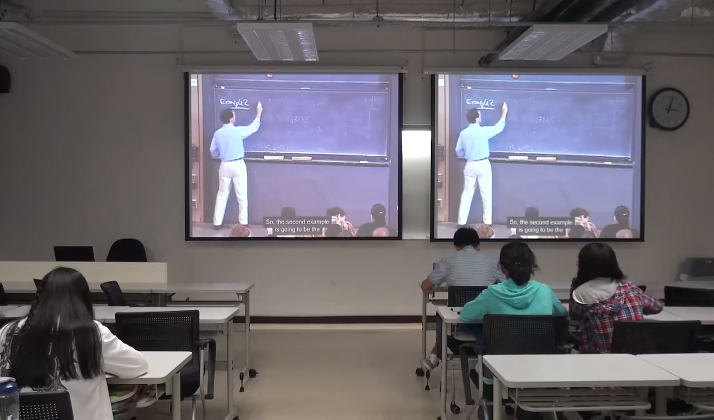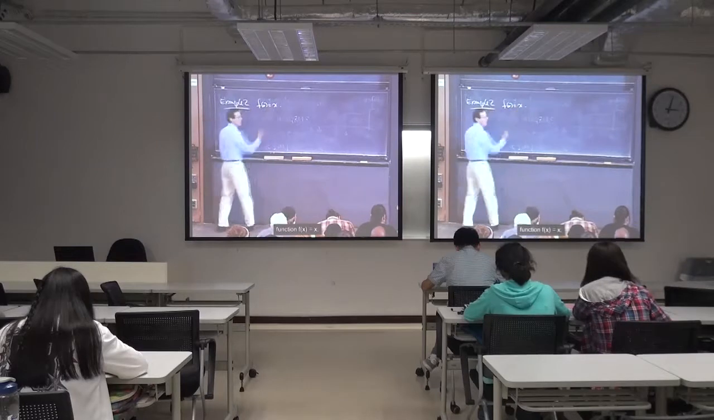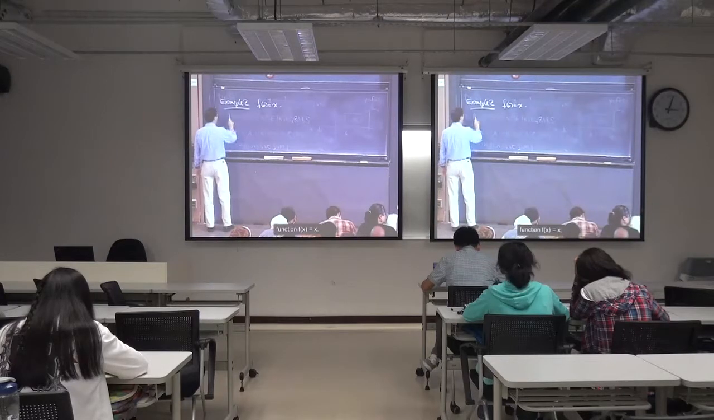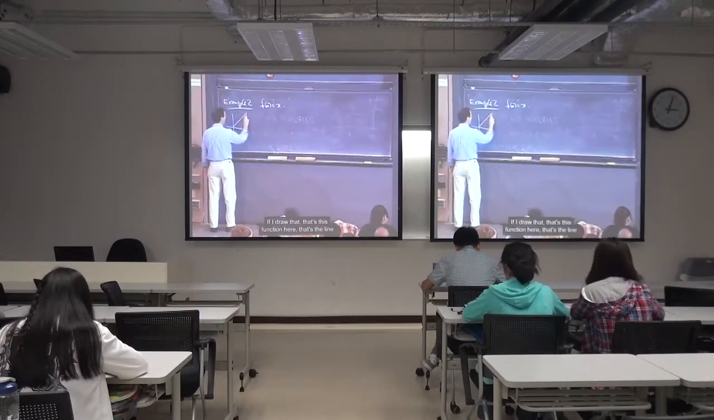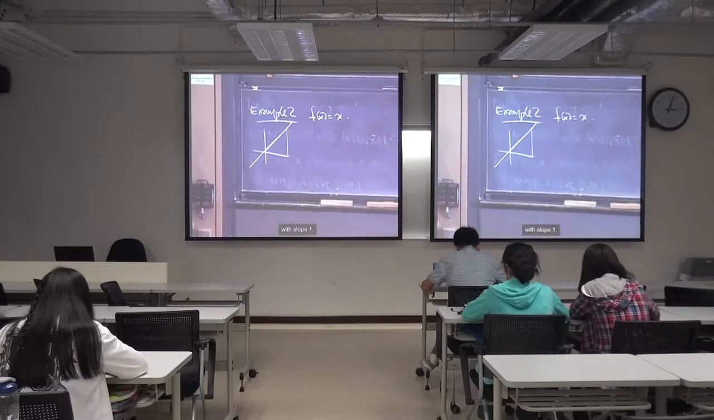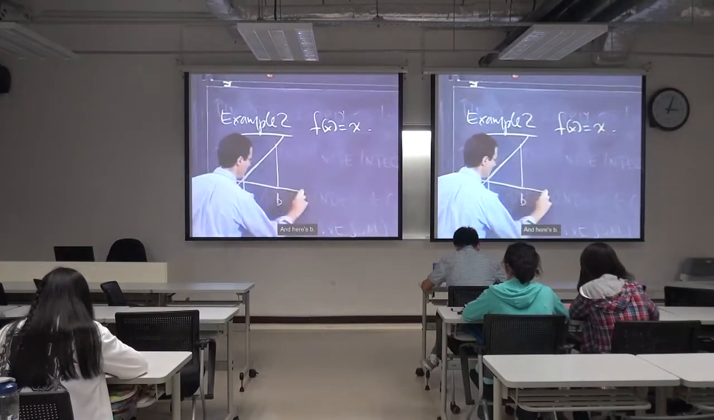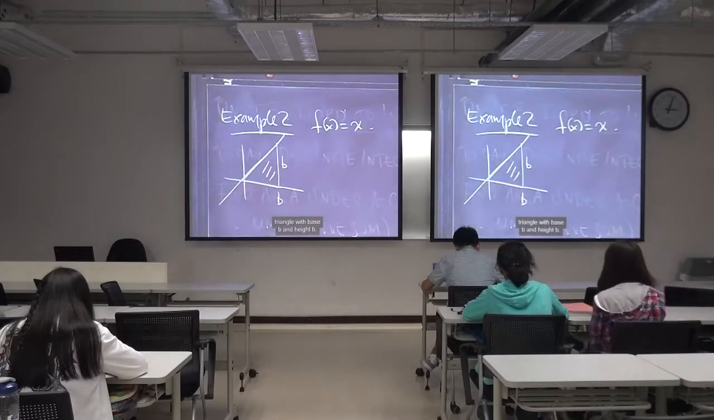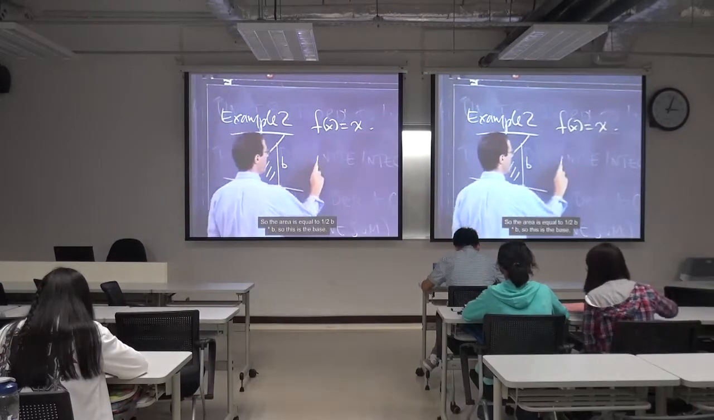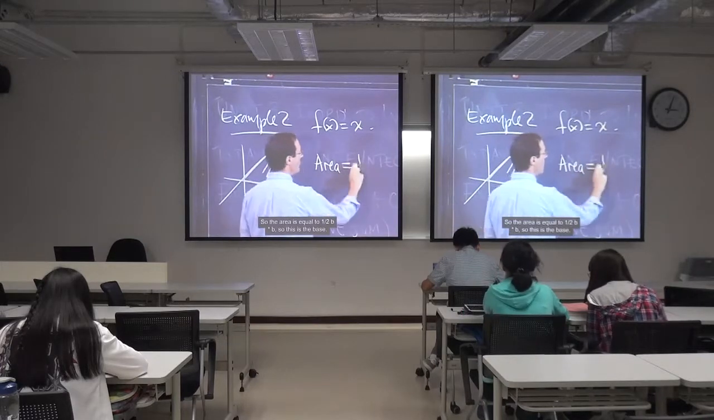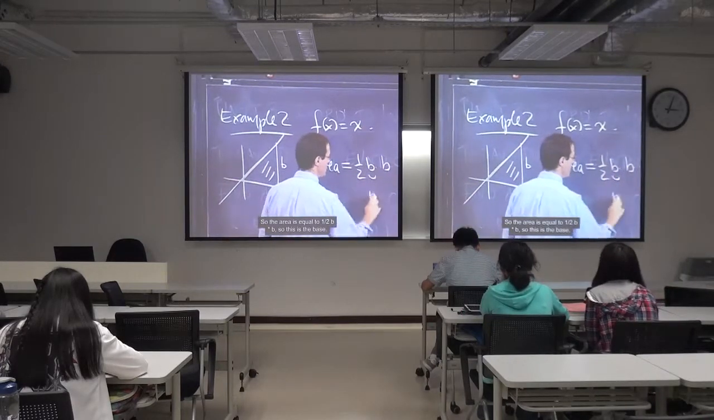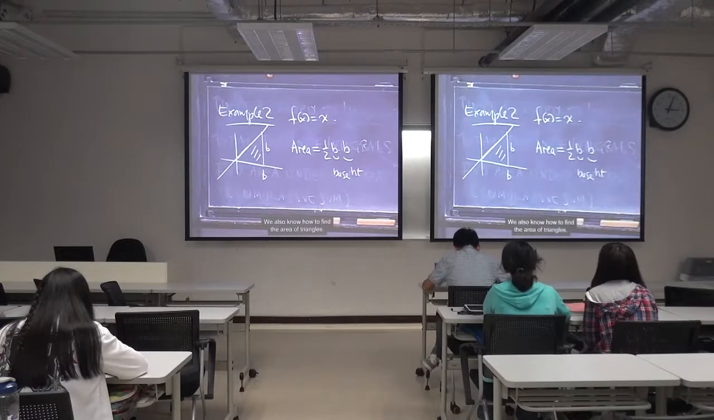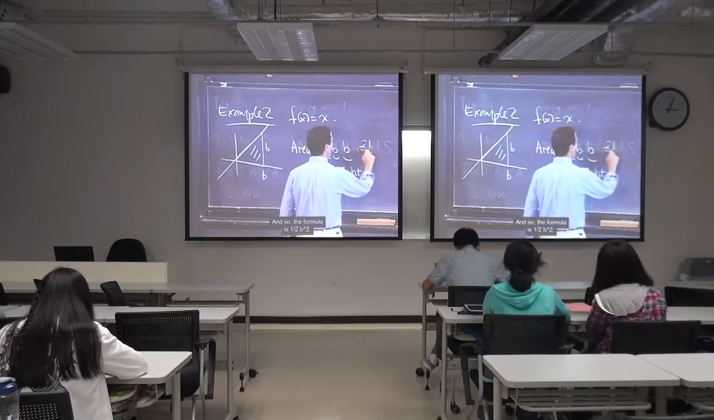So the second example is going to be the function f of x is equal to x. If I draw that, that's the line with slope 1, and here's b. This area is the same as the area of the triangle with base b and height b. So the area is equal to 1/2 b times b. This is the base, and this is the height. We also know how to find the area of triangles, and so the formula is 1/2 b squared.